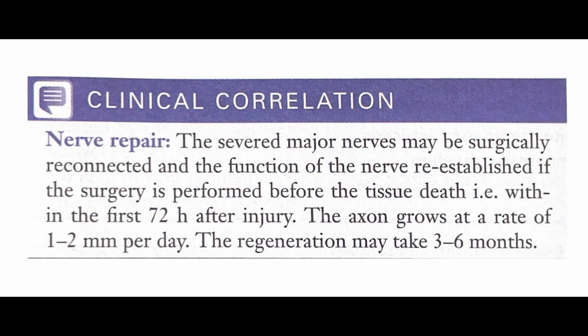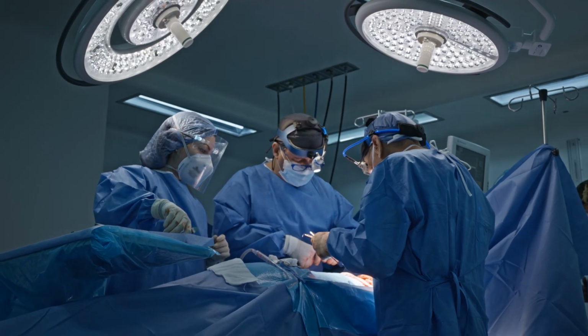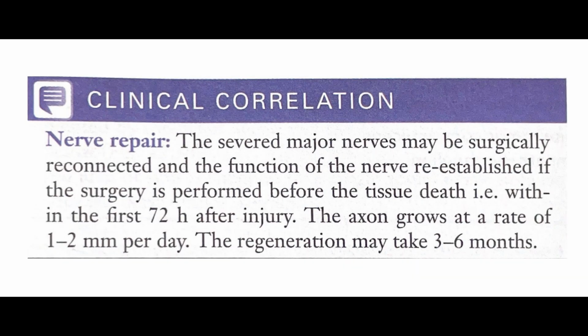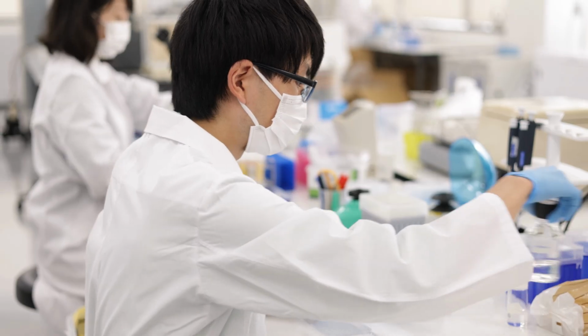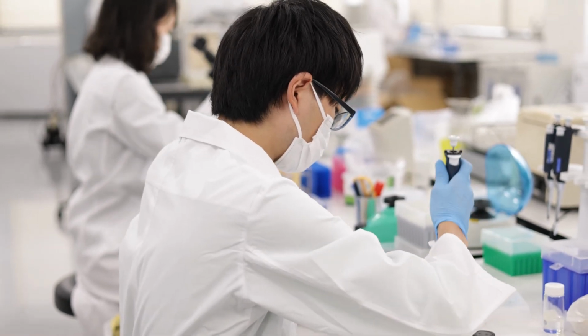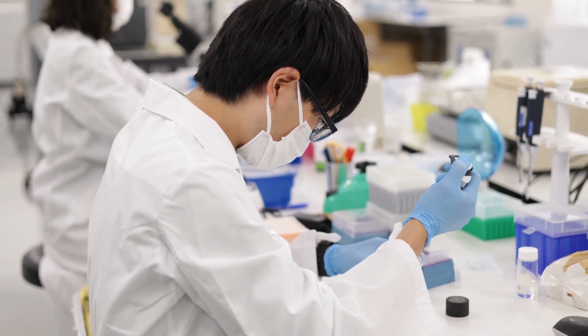Clinical correlation. Nerve repair. The severed major nerves may be surgically reconnected and the function of nerve re-established if the surgery is performed within the first 72 hours of the injury. The axon grows at a rate of 1.2 mm per day. The regeneration may take 3 to 6 months. So this is how, if a nerve fiber gets cut, it degenerates and regenerates via a series of changes and steps.